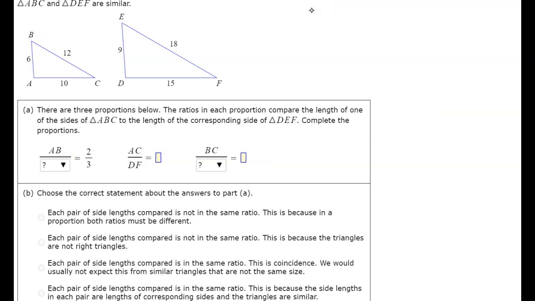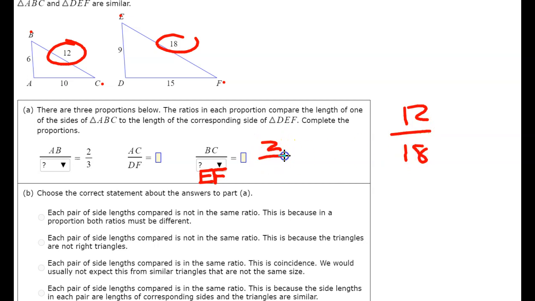Okay, so let's go back to that one. So from B to C is going to correspond to E to F. We already know it's going to be 2/3. Let's just prove that. 12 over 18. 12 over 18 gives me 2/3.